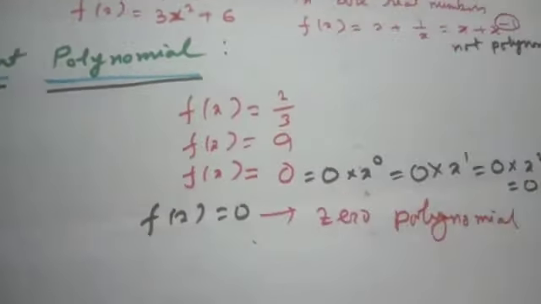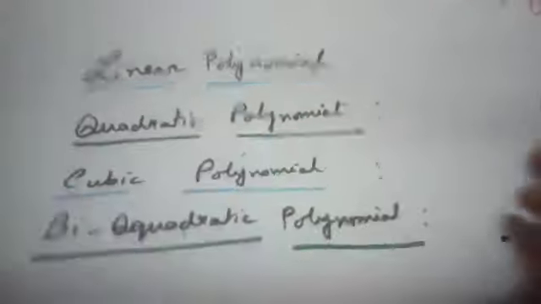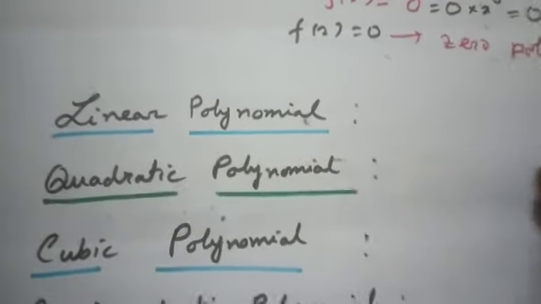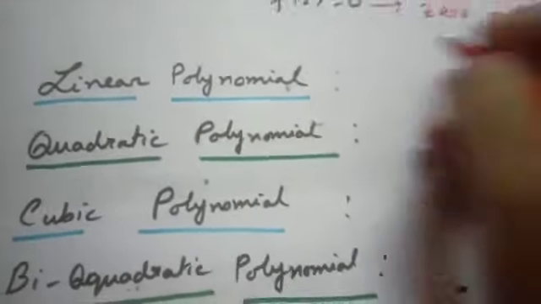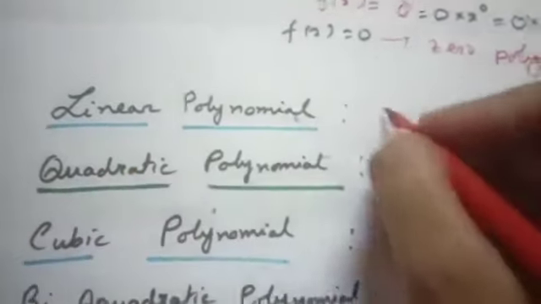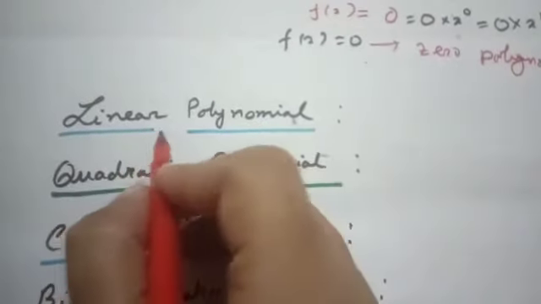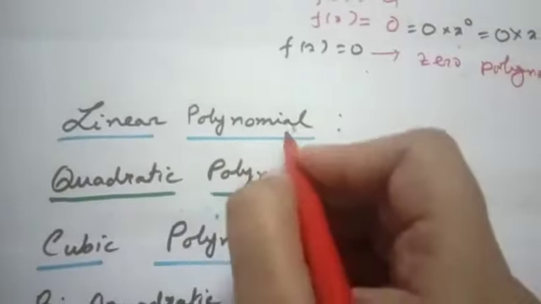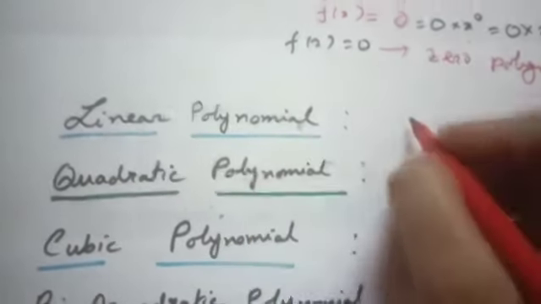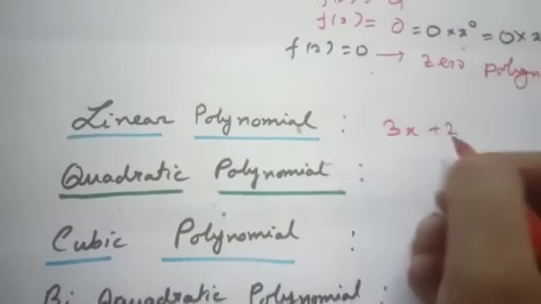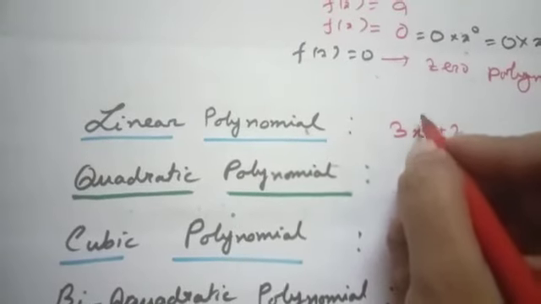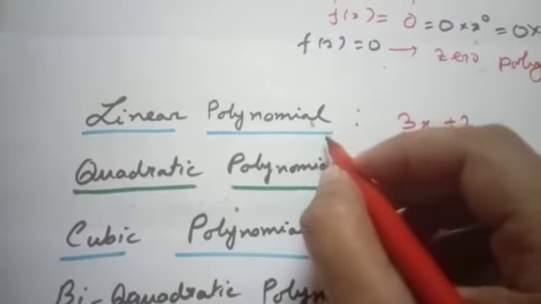Now we can define some simple definitions. At first, linear polynomial. Linear polynomial means the degree of the polynomial is 1. From the name linear we can understand that the degree of the polynomial is 1. Example, 3x plus 2. Here the degree of x is 1. x means x to the power 1, so it is a linear polynomial.